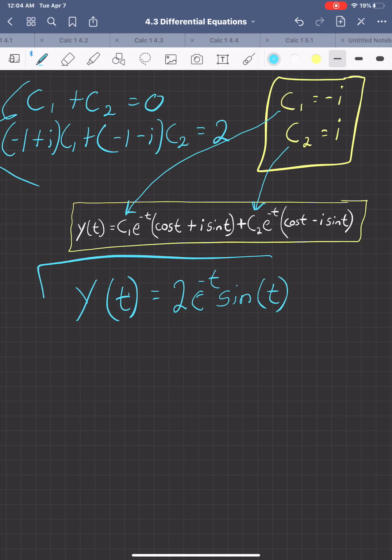And they didn't do anything magical. If you start to distribute that out, what you'll find is quite a lot of things will cancel. And you'll get some i squareds, which will end up equaling negative 1. And so this is the solution that you would see in the back of a textbook. But after you've plugged in negative i for c sub 1 and i for c sub 2, once you're at this step, I'm good.